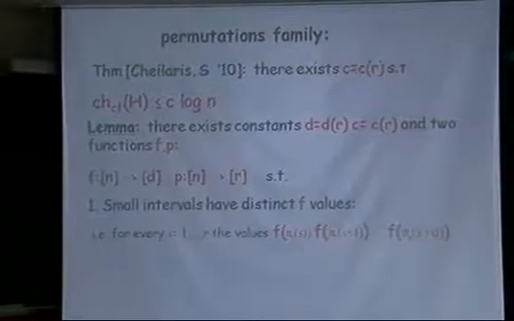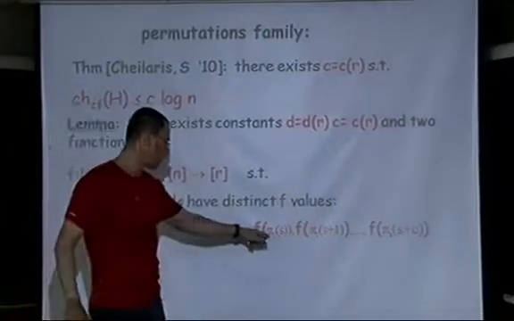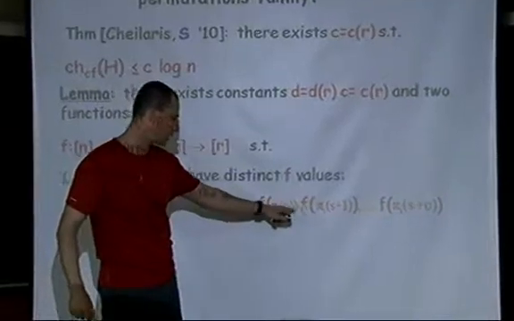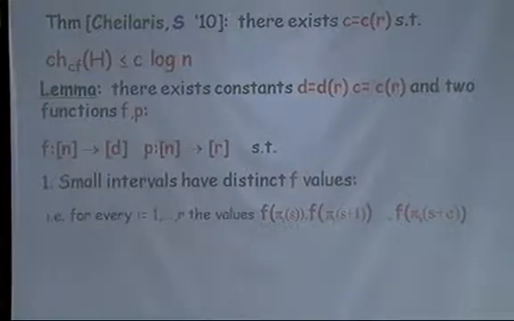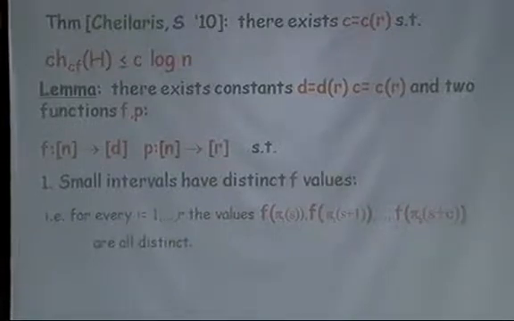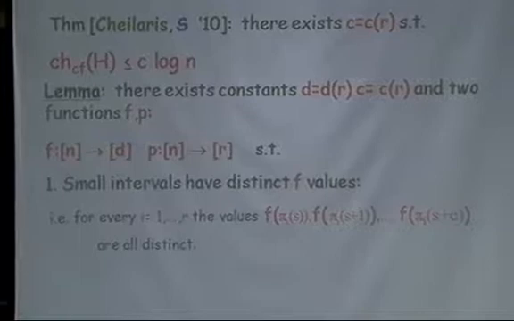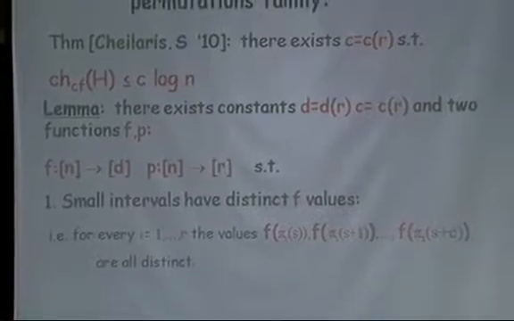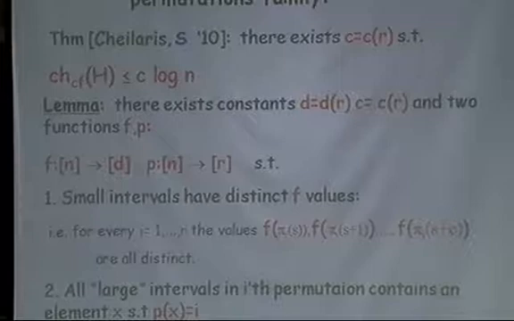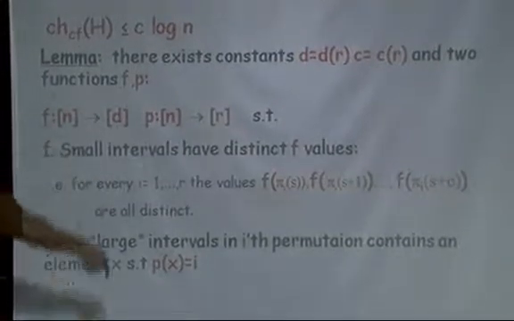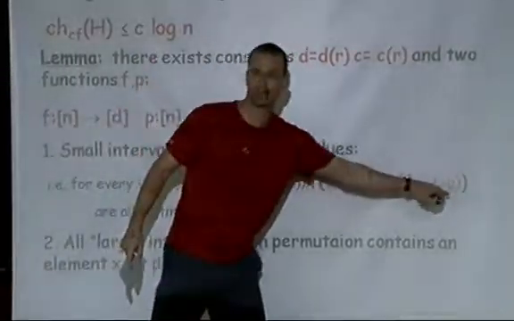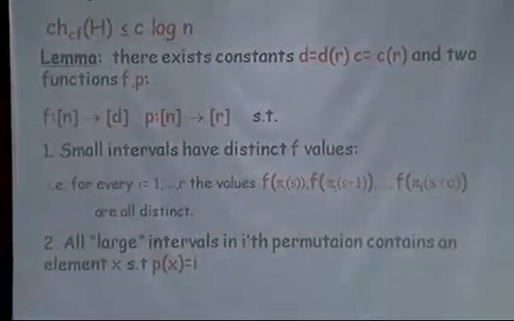Okay? So it means that for any interval of the form pi I, the f values are going to be all distinct. Polychromatic. It's going to have distinct colors in terms of f. And by small and big, I mean actually C. All the intervals that have at most C elements. Okay, this is one property.